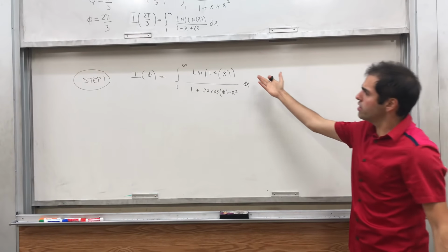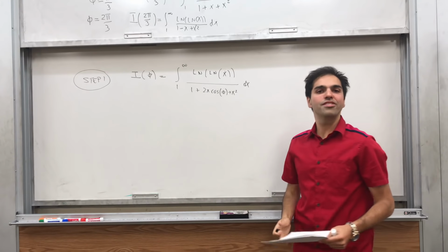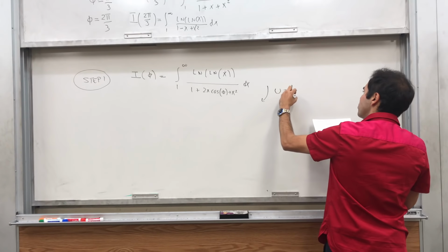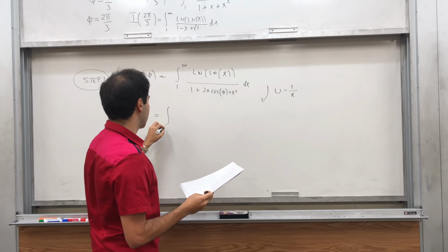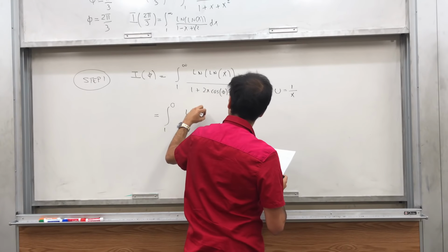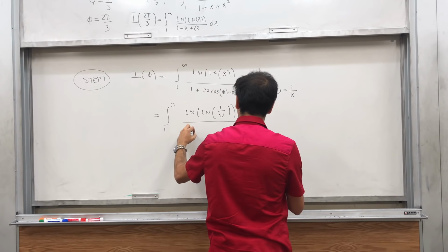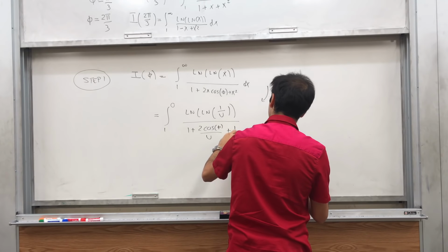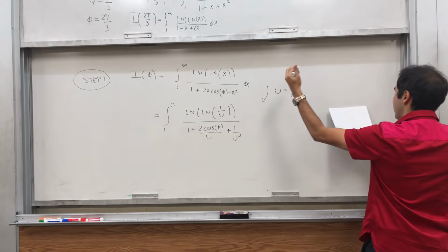Now, even though this is nice, kind of the problem is the bounds are weird. It's from 1 to infinity. It would be nicer to have the bounds from 0 to 1. And for this, just use a u sub, u equals 1 over x. Then what do you get? Well, 1 over 1, that's 1. 1 over infinity, this is 0. And then we have ln of 1 over u, and 1 plus 2 cosine of phi over u plus 1 over u squared. And then du is minus 1 over x squared dx.